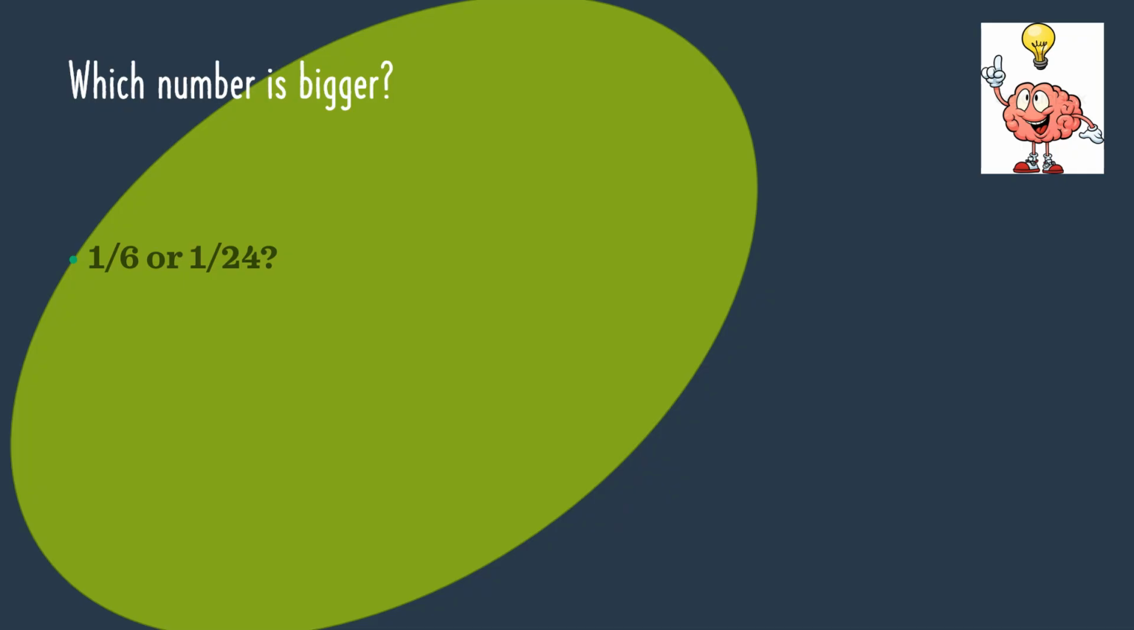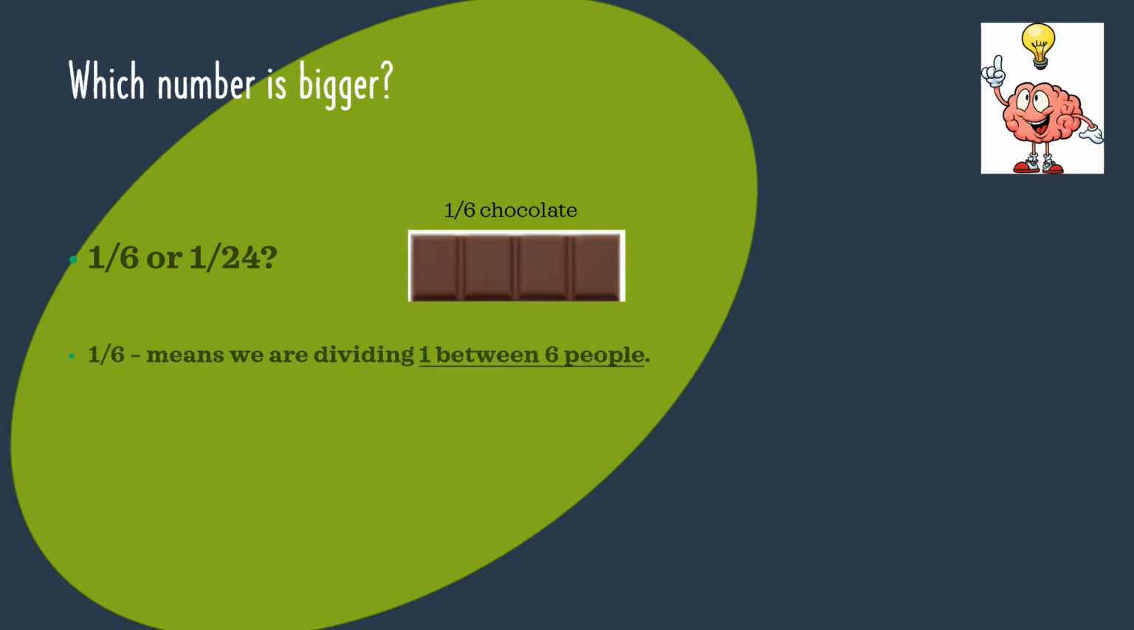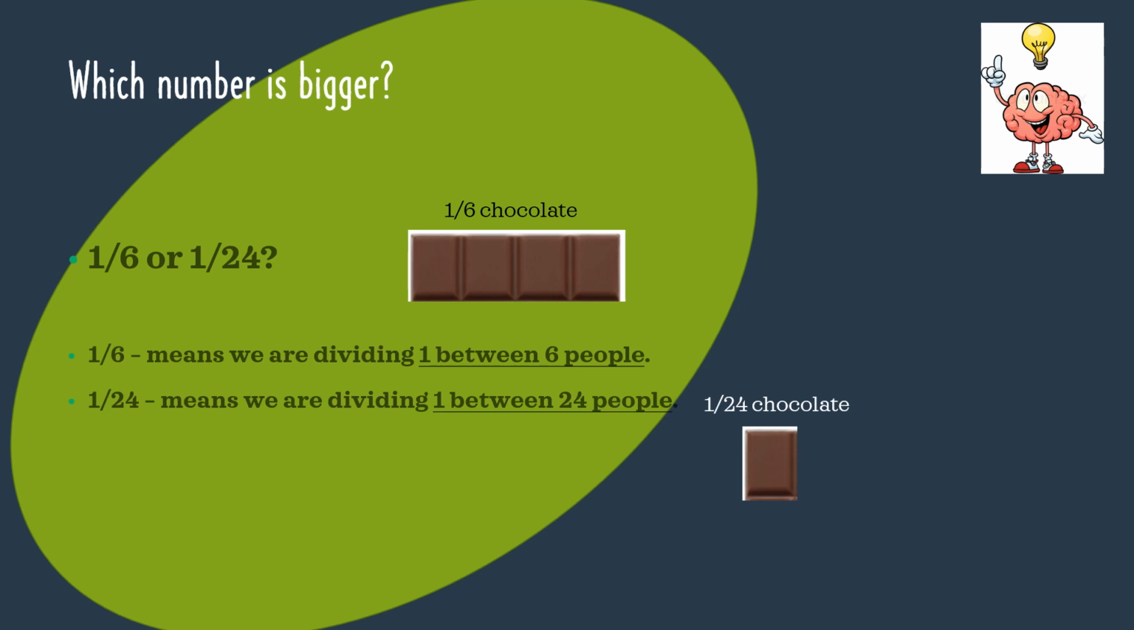So which number is bigger? Is 1 by 6 bigger or 1 by 24? 1 by 6 means we are dividing 1 between 6 people, so everyone gets a bigger piece of chocolate. But 1 by 24 means we are dividing 1 between 24 people, so everyone is getting a smaller piece of the chocolate. So the piece in 1 by 24 is smaller than in 1 by 6, which means 1 by 24 is less than 1 by 6.